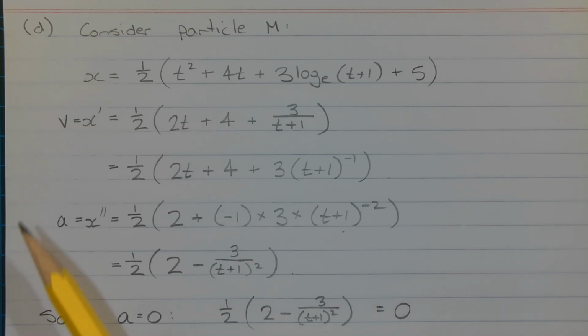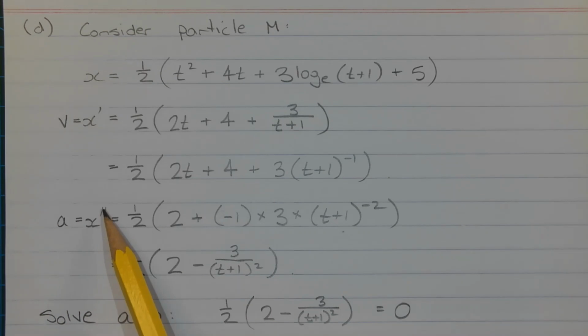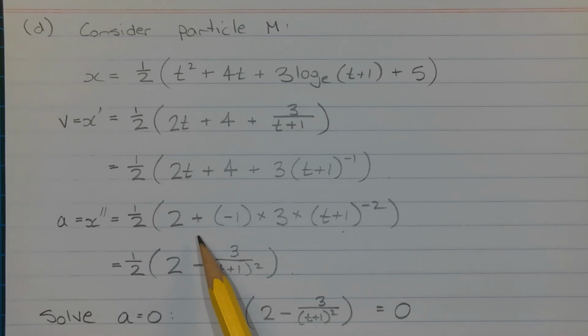So we're going to differentiate v with respect to t to find an expression for the acceleration of particle m. So the acceleration a is equal to x double dash, which is equal to 1 over 2 times open bracket 2 plus negative 1 times 3 times t plus 1 in brackets to the power of negative 2 close bracket. And using positive indices, that's equal to 1 over 2 times open bracket 2 minus 3 over t plus 1 in brackets squared close bracket.